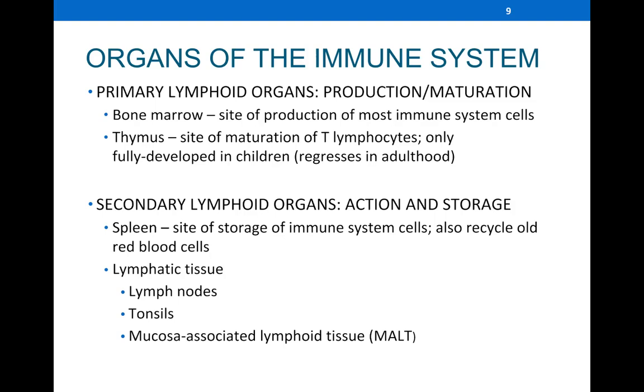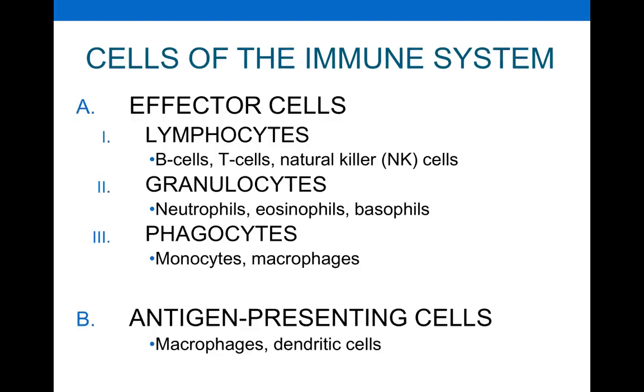But in the duodenum and jejunum, we also have lymphatic tissues that are found in the lamina propria. The mucosa-associated lymphoid tissue can also be found in the thyroid, breast, lungs, salivary glands, eye, and the skin. Okay, so please take note of the difference between the primary and secondary lymphoid organs.